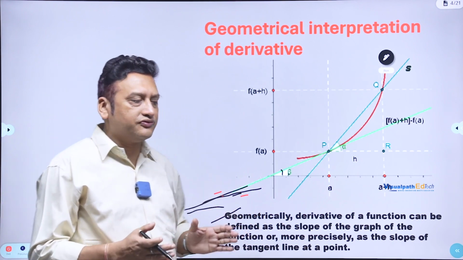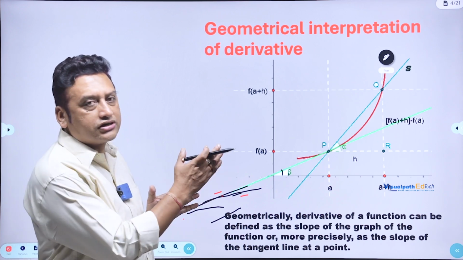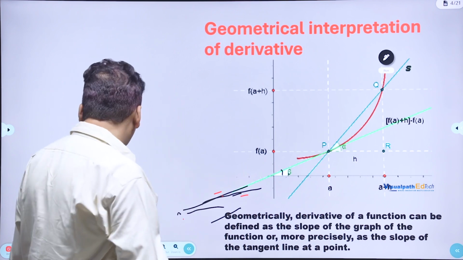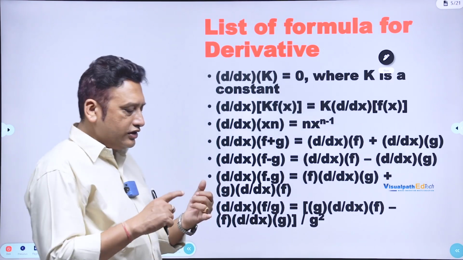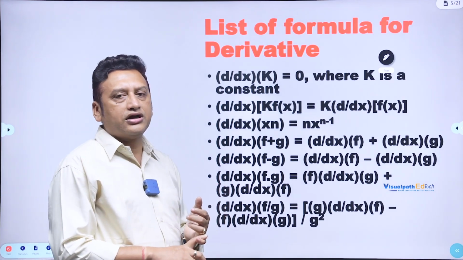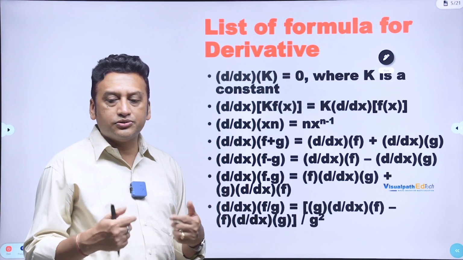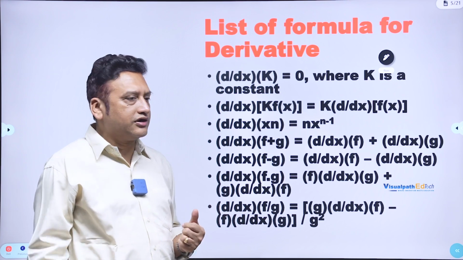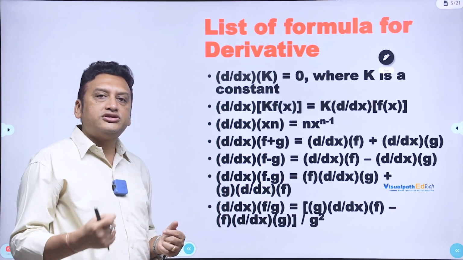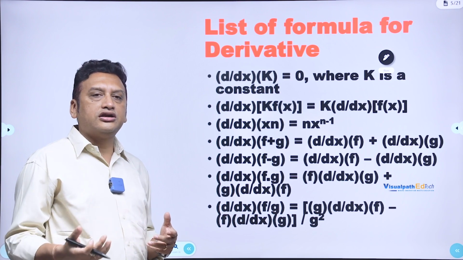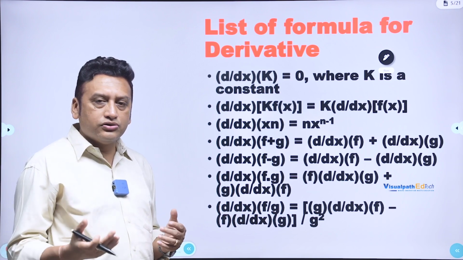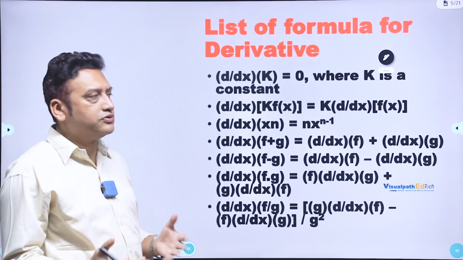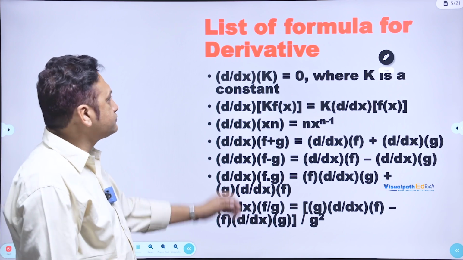It is nothing but the slope of a tangent that touches the curve at a given point. Okay, so that is your geometrical interpretation of derivative. So we now saw the physical interpretation of derivative. Physical interpretation of derivative is rate of change, with respect to time. Then we also saw the geometrical interpretation of derivative. Geometrical interpretation of derivative is the slope of the tangent line to a given curve through the given point. That is the geometrical interpretation.